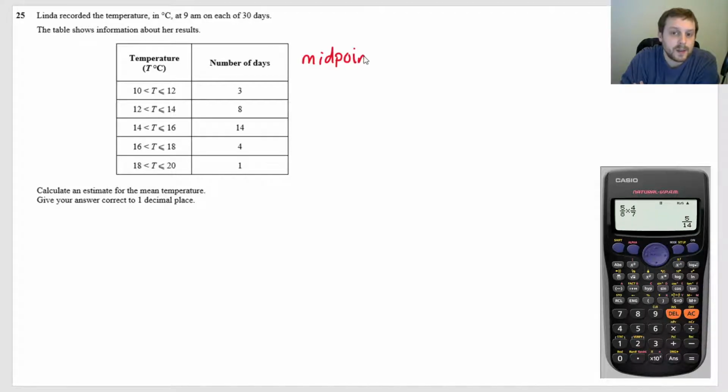That's why it's an estimate, by the way, because these 3 days could have all been 12 degrees, or 2 of them could have been 12 and 1 of them could have been 10.5. We just don't know. We have to estimate that they were all 11, that they were just all the middle value, because that is our best guess, right? That they were all midway. So halfway between 12 and 14 is 13, then we have 15, then we have 17, and then we have 19. And then we have frequency times the midpoint.